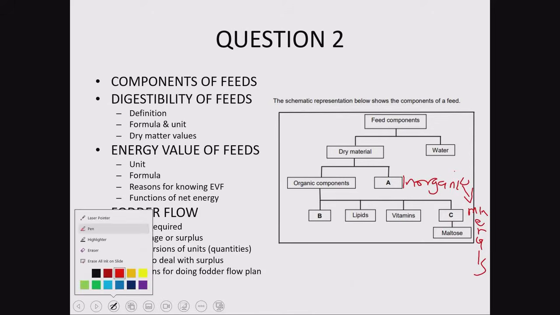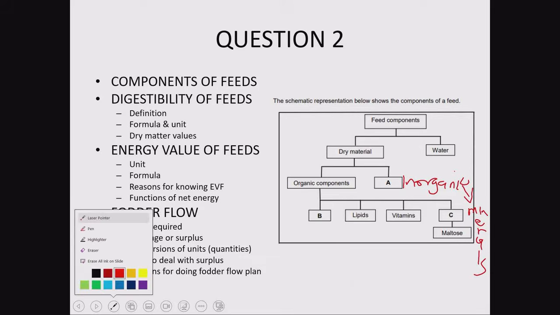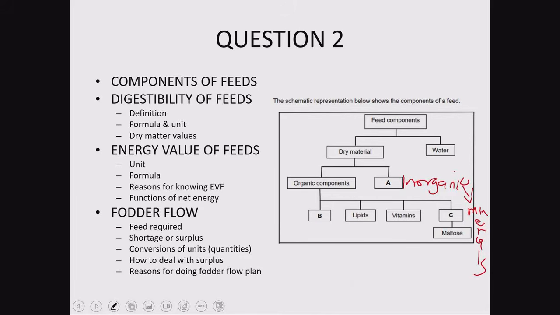Then coming now to the organic part of the dry matter, we have B, which is not labeled here. I'm going to tell you now. And secondly, we have lipids, and then we have vitamins, and we have C that is not labeled, but we are given an example. So in B, we have proteins. And then in C, we have carbohydrates.